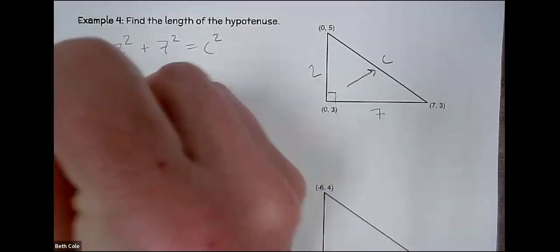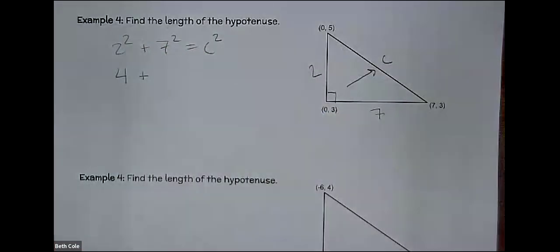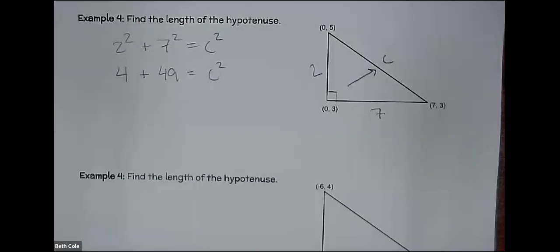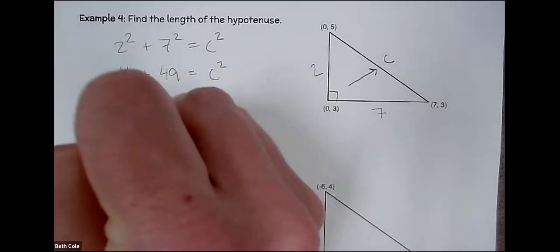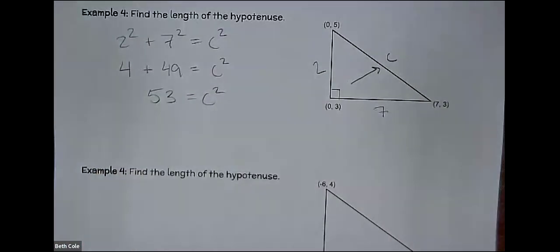So 2 squared, 2 times 2 is 4. What was 7 squared? That was the one I weighted you guys out. It's 40 something. 7 times 7. 49. Good, perfect. See, we're building our number sense. You can always use a calculator, though. All right, so 4 plus 49 is going to be 53.